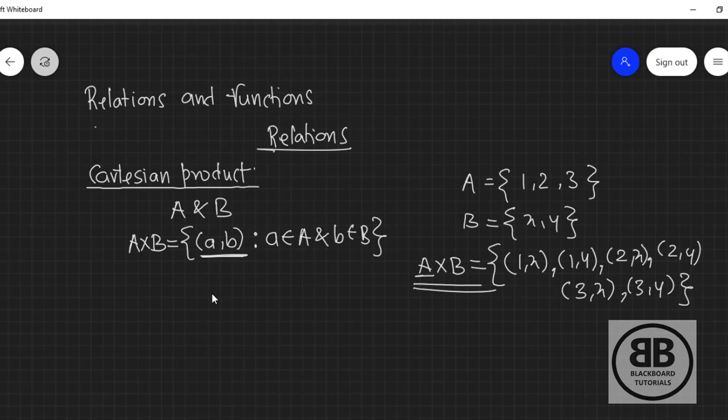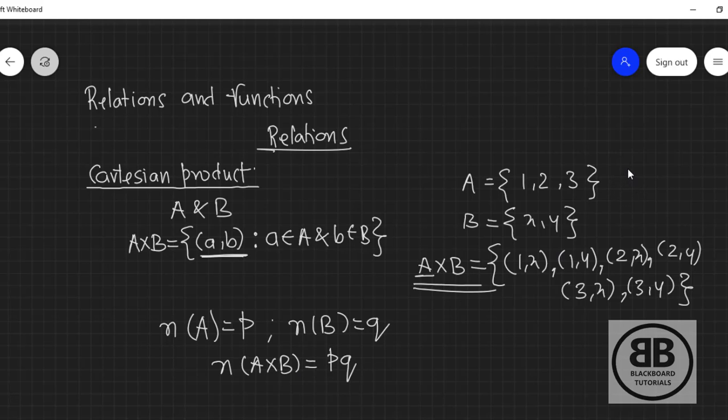Now suppose we are given a set A, and in set A there are p elements. So the number of elements in set A is p, the number of elements in set B is q, then the number of elements in this Cartesian product will be what? pq. Clearly you can see here A is having 3 elements, B is having 2 elements, then A cross B is having 6 elements.